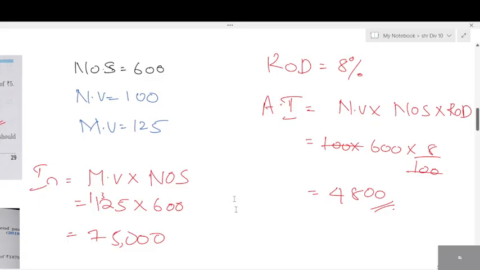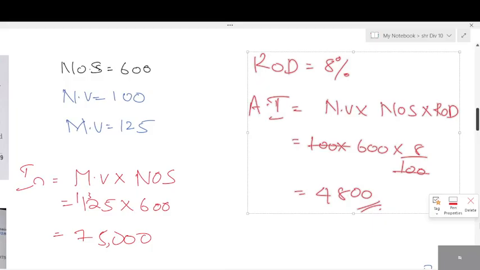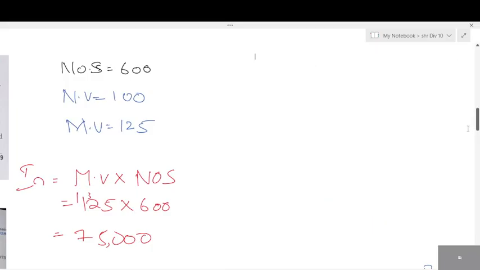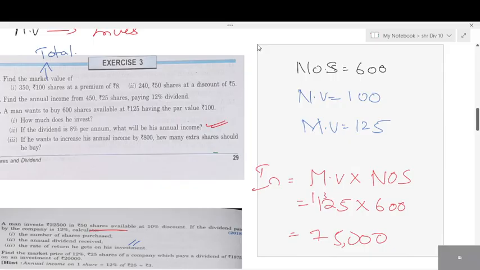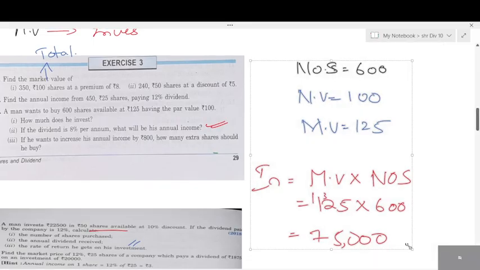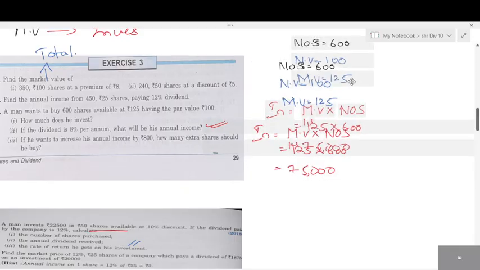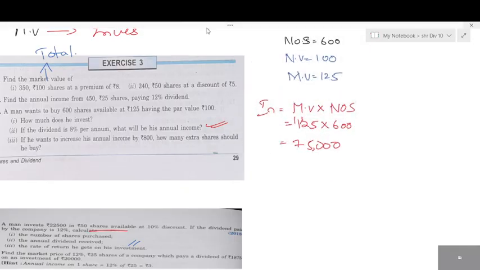Shall we try the third part? All of you completed this? 4800, 75,000. Third part. See, it's a separate question. There are chances of such questions being given in the board exam, students.